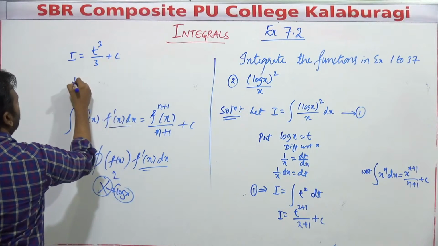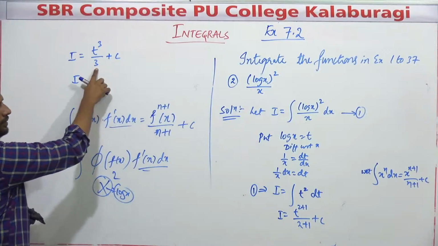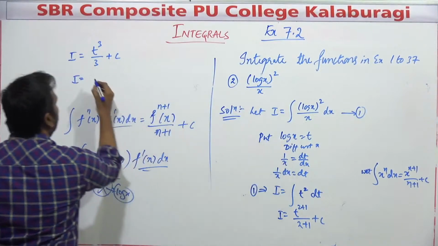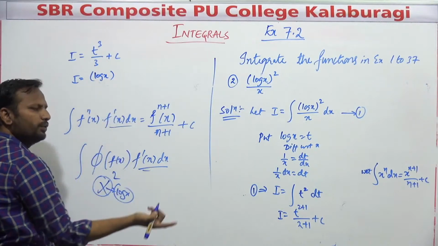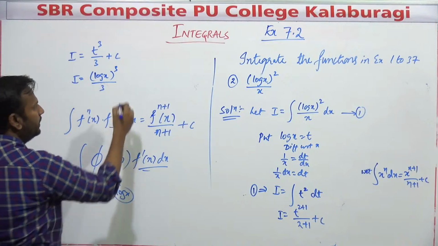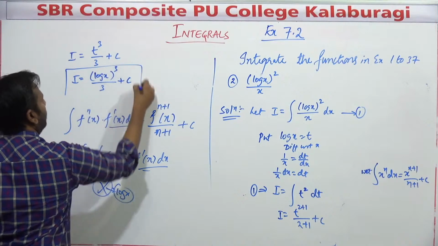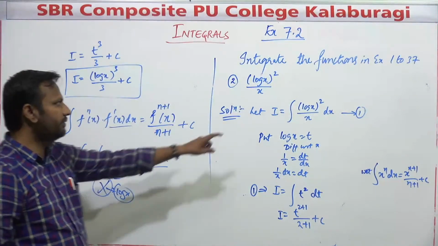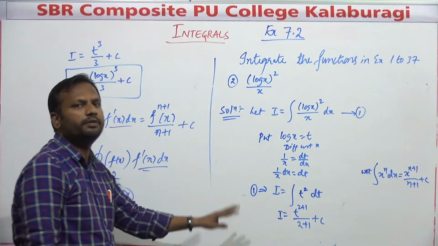What is t, students? 2 plus 1 is 3, divided by, again, 2 plus 1 is 3. What is t? t is log x. So log x, or log of mod x also you can write, students, no problem. Whole cube divided by 3 plus c. Right? So this is the answer of the given integral. Easy, right? All the problems are very easy.